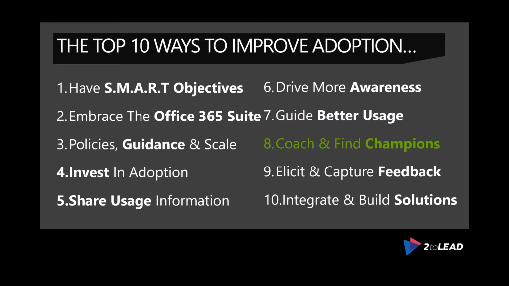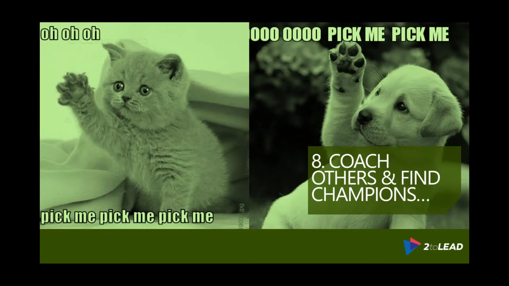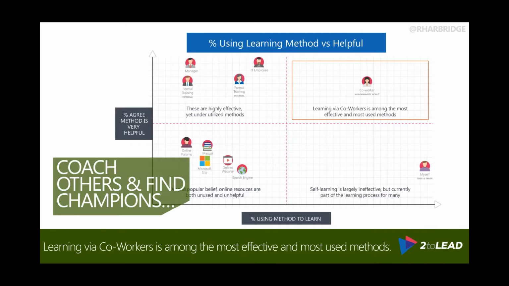We also want to coach and find champions. So if we want to coach and find champions, this is probably the number one way in which people learn, and most research supports this. So when we think of champions, it's really important to recognize from a learning perspective that this is the most helpful and it's the most used method people use to learn.